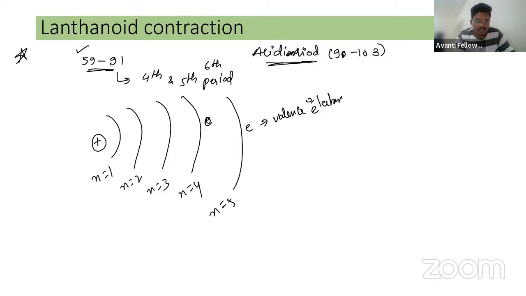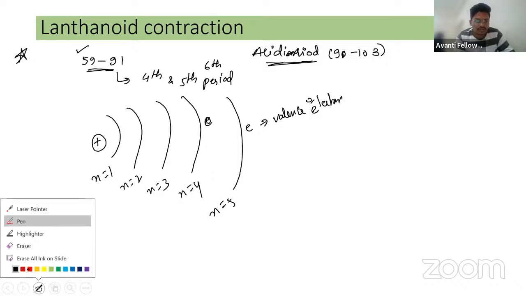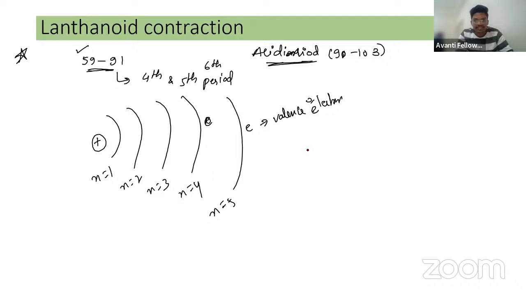Now let me take another color so that it will be very useful for you. Now you can clearly see, for n is equal to 1 you have 1s only. For 2, 2s and 2p. For 3, 3s, 3p and 3d. But for 4, 4s, 4p, 4d and 4f. Very good.